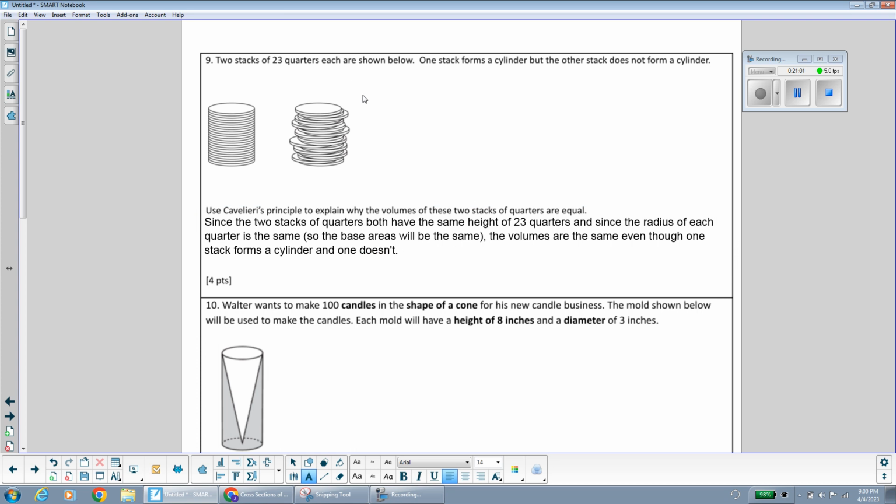The reason the base areas are the same is that the base is a circle, and the area of a circle is pi r squared. If the radii are the same, which they are because it's the same quarter making up each stack, a quarter's a standard size with the same radius every time. Since the coins have the same radius, they have no choice but to have the same base area. And they also have the same height, 23 quarters, so that makes the volumes the same.